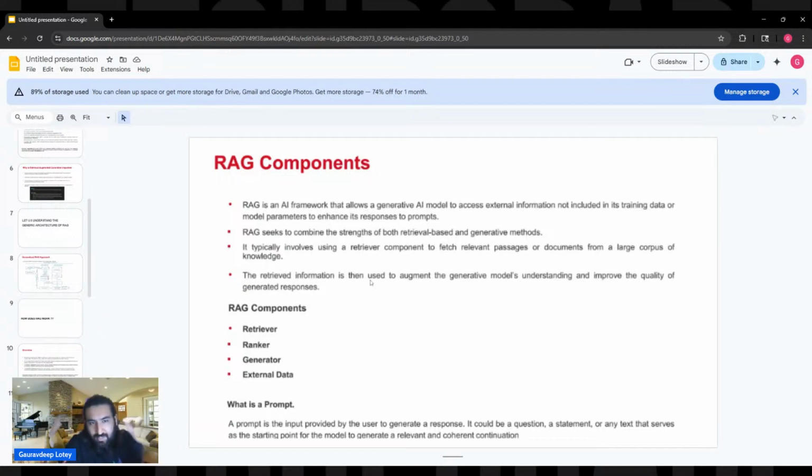So RAG is like an AI framework. I'll repeat this statement I've just told you. It is not something in competition with Gemini or OpenAI. Gemini and OpenAI have also used RAG. It's a concept, a framework that allows generative AI to access external information, information that was never used in that model's training.